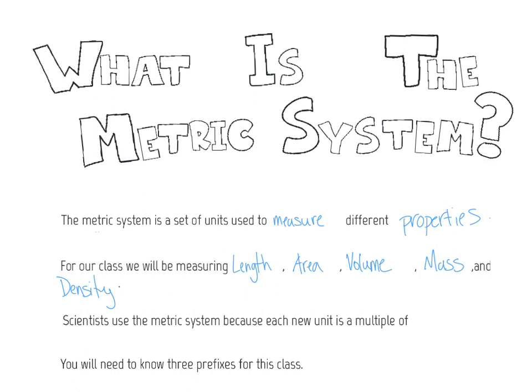Scientists use the metric system because each new unit is a multiple of 10. So when we're going between units or different sizes of units, everything is either multiplied by or divided by 10. And this is a lot simpler than the imperial system that we use in the United States, where if you look at units of length, we might start with an inch. And then we would multiply that by 12 to get a foot because there's 12 inches in a foot. And then we'd multiply that by 3 to get to a yard, and then by 1,760 to get to a mile. So there's no real set multiplication, whereas in the metric system, you just keep multiplying by 10, and it's much more simple.